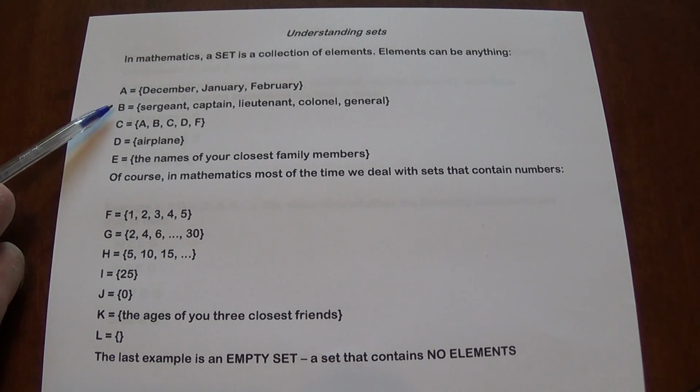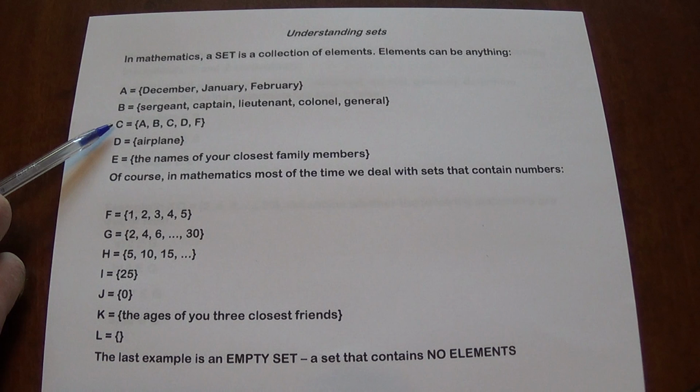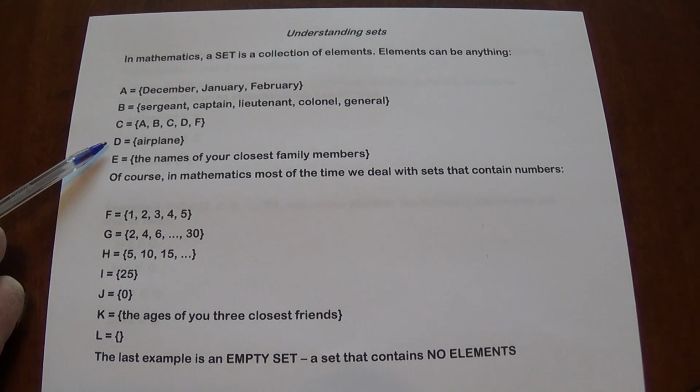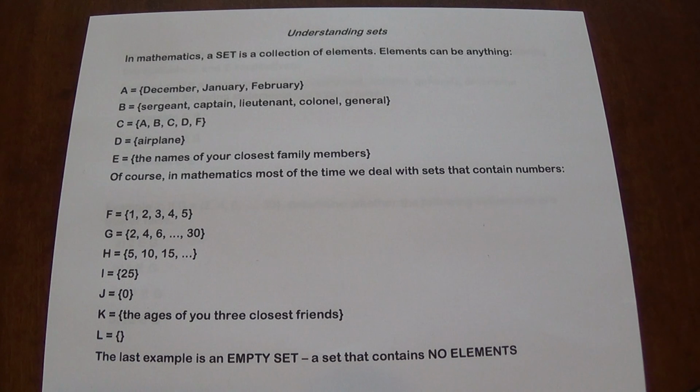Some military ranks for set B. There's the grades A, B, C, D, F. There's just an airplane as a method of travel. You can make your own set by listing the names of your closest family members. In mathematics we often deal with numbers, although not always.